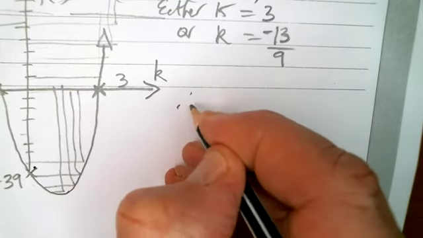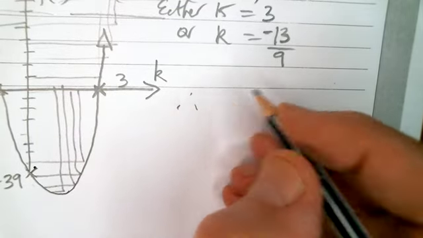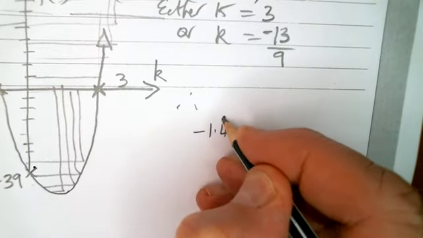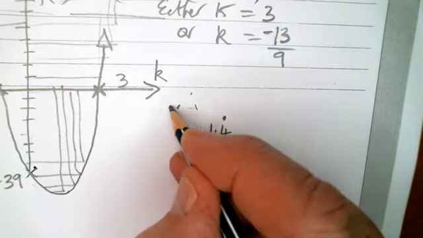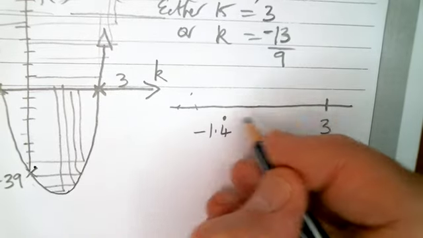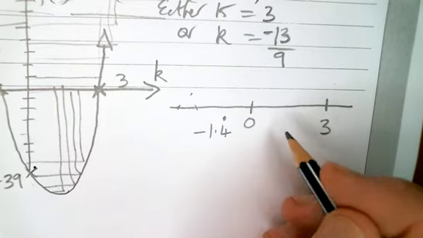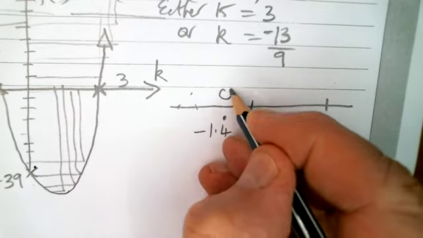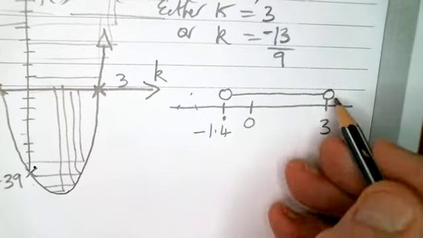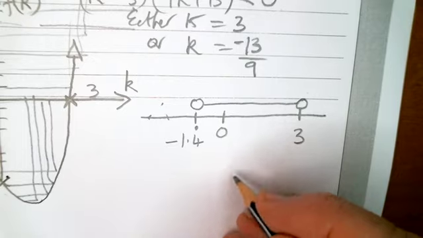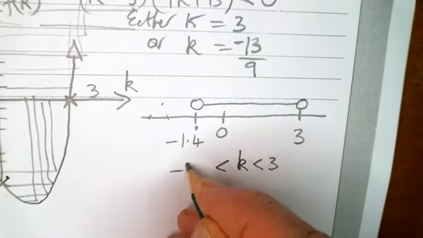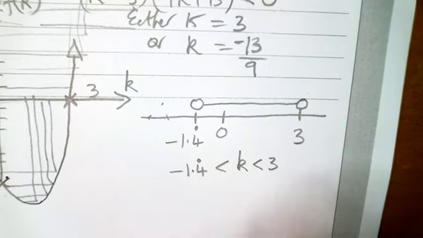So therefore k, and we can draw this out on a number line, which is probably a useful way of doing it. I've got negative 1.4 recurring. There it is, and there is my number line here. Over here I've got a 3, and somewhere in the middle I've got a 0. But the values are going to fall between here and here, not including those 2 points. So k is going to have to be less than 3, but greater than negative 1.4 recurring.